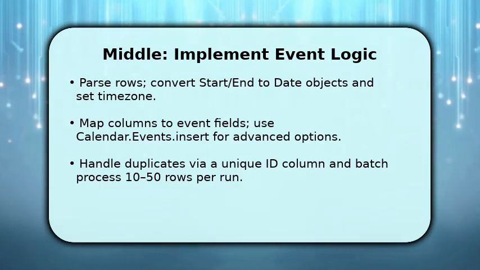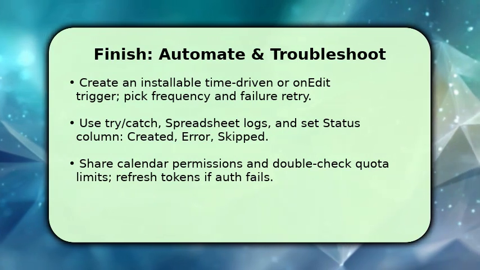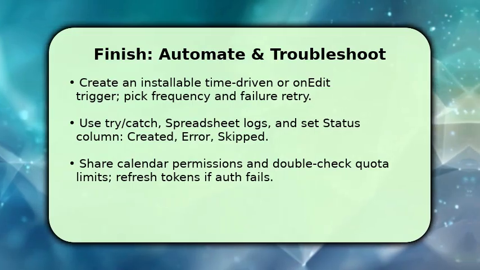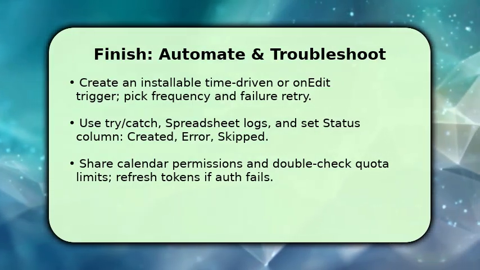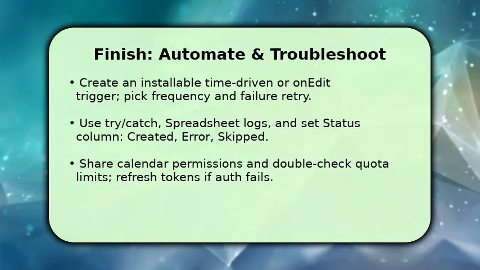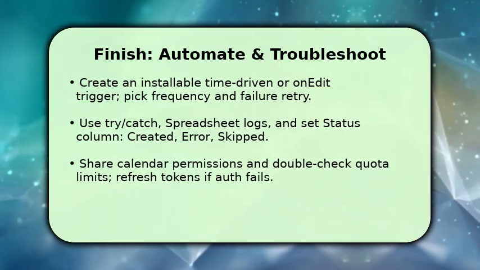To finish, install an app script trigger, time-driven for periodic sync or on edit for instant updates, and choose frequency that fits quota. Add robust error handling. Try/catch around API calls, write status values like created or error to the sheet, and include log messages for failed rows. Make sure the calendar's sharing allows event creation and watch API quotas.